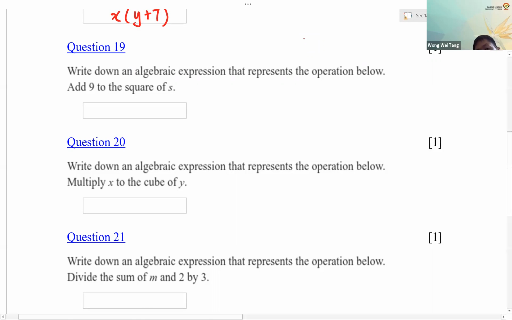Okay, so let me help you out a little bit. When I say the square of 5, I mean 5 times 5. Or we can say 5 square. Or we can say 5 to the power of 2. So when I say the square of y, then it will be y square. Or y times y. Or y to the power of 2. There are 3 different ways of saying it. So Emma, what is the square of s?